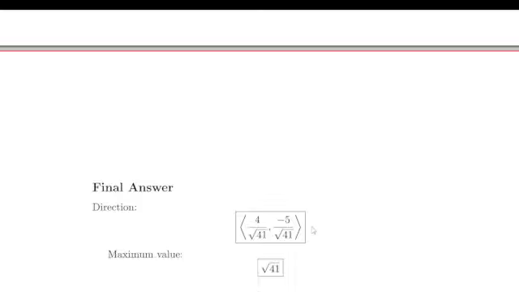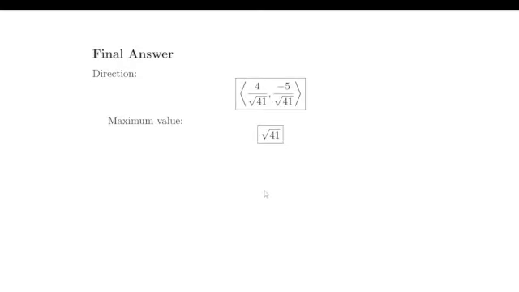So to summarize, the direction is going to be 4 over √41, comma, -5 over √41. And the maximum value is the square root of 41. And so that's going to be our final answer.